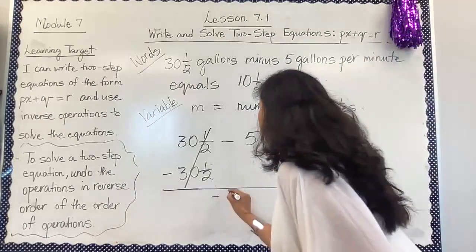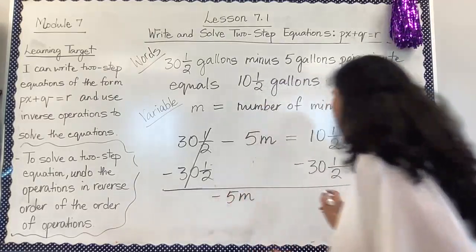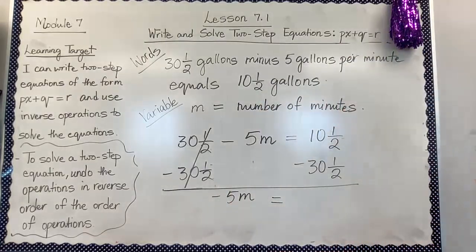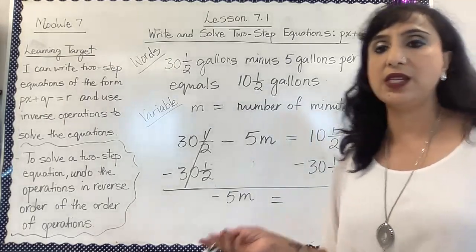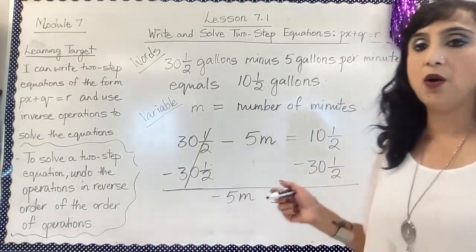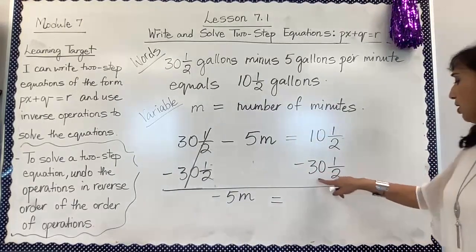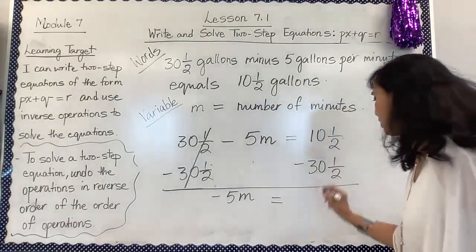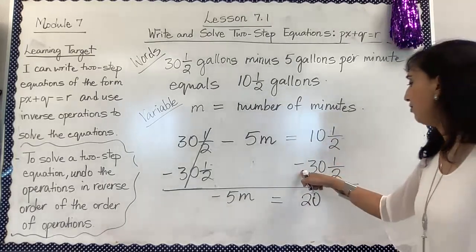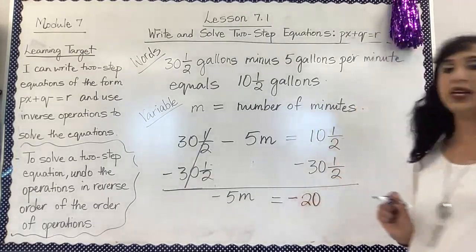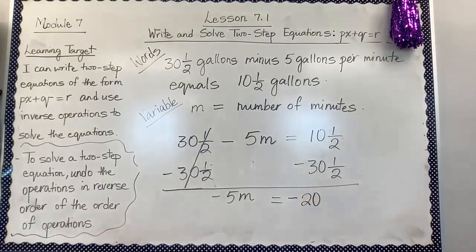And so I have negative 5m is equal to, these are opposite signs, so we are going to subtract the absolute values and give the sign of the bigger number. So here we go. 30 minus 10 is 20 and half minus half is 0. And the sign in front of the bigger number is negative. So negative 20 is what I have so far.